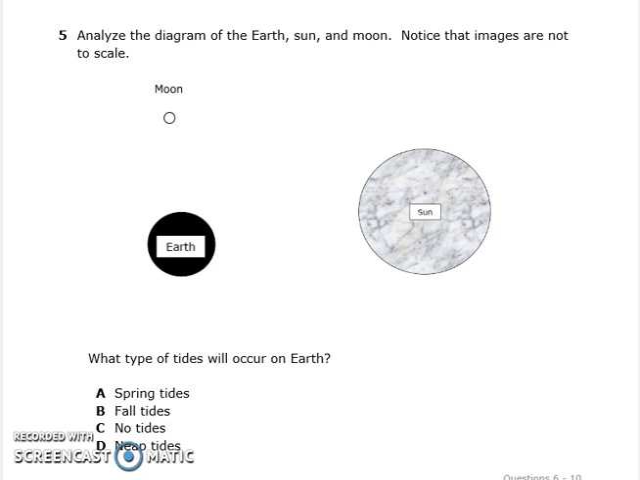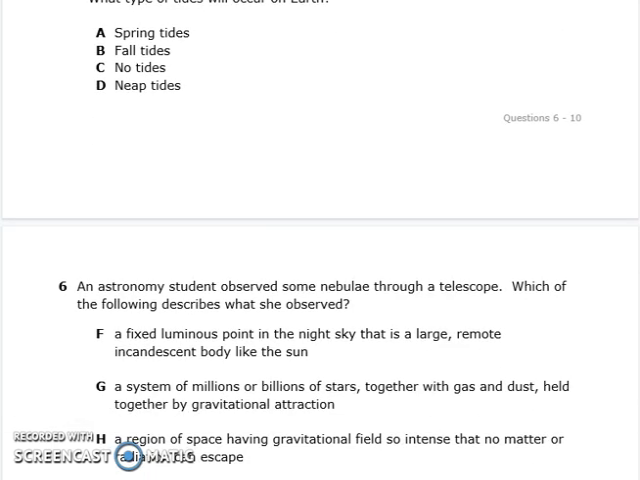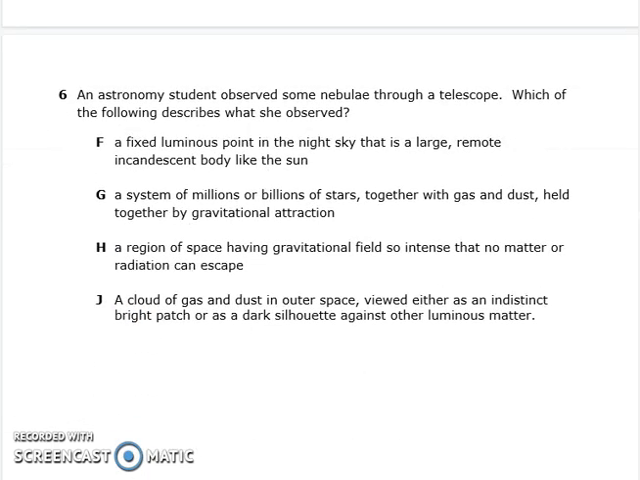What type of tides will occur on Earth? A. Spring tides. B. Fall tides. C. No tides. D. Neap tides. Number 6. An astronomy student observed some nebula through a telescope. Which of the following describes what she observed?